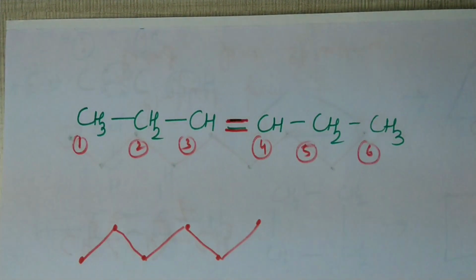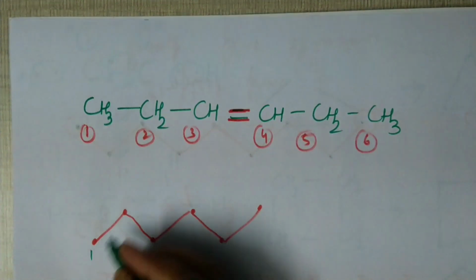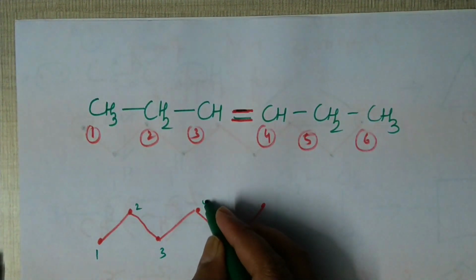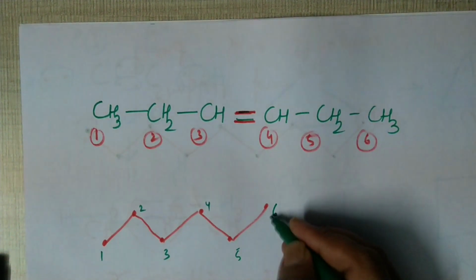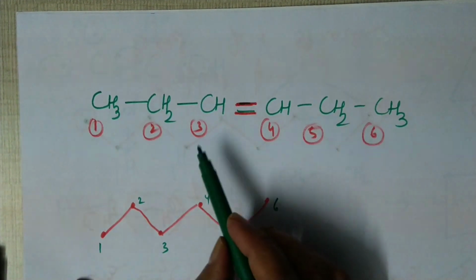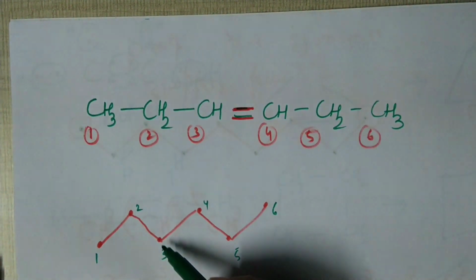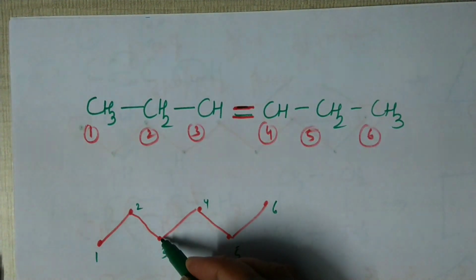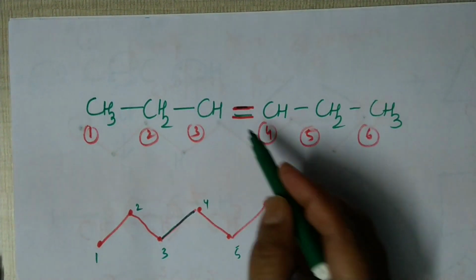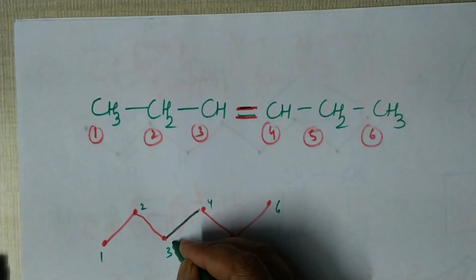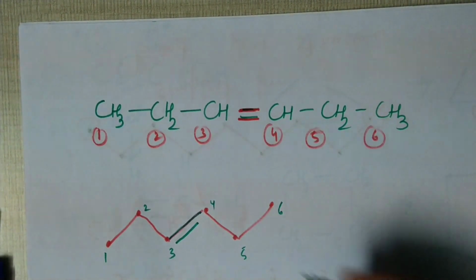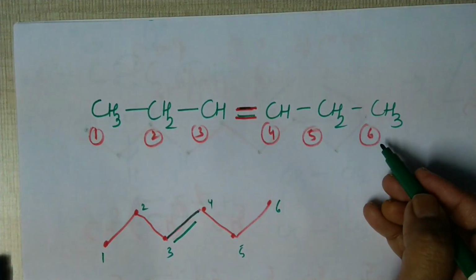Number them. 1, 2, 3, 4, 5 and 6. Check where your double bond is. It is between 3 and 4. Identify the line between 3 and 4. So this is the line between 3 and 4. You have a double bond there. So write a double bond. So this is the structure of the given molecule.